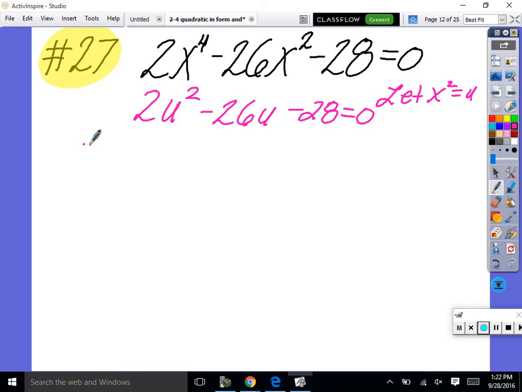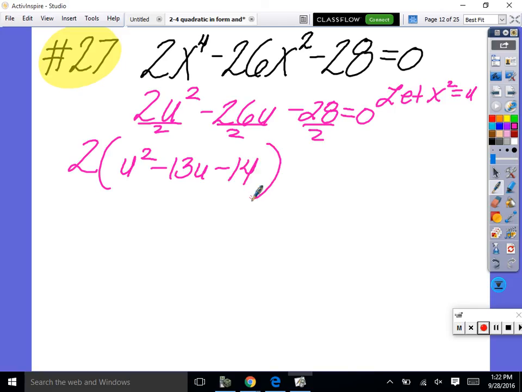Let's pull out a 2, so divide each term by 2. You've got to write the 2 out there. So then left is u² - 13u - 14, right? Now, this 2 has no variable, it's just 2, so we're not going to set that equal to 0. Look, 2 = 0 doesn't even make sense, right? 2 doesn't equal 0. So now to solve this piece, we can ignore the 2 for a minute.